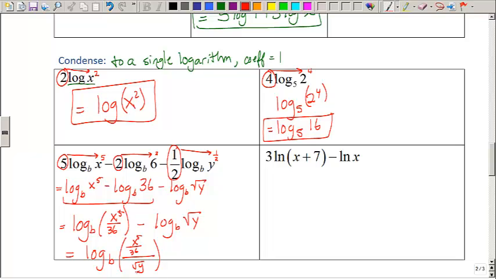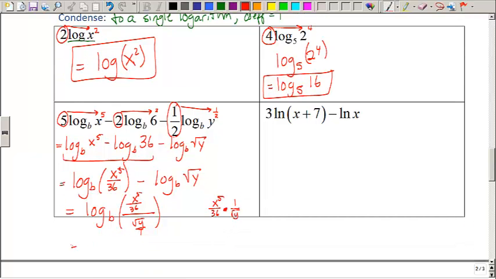That obviously can be simplified by flipping and multiplying by the reciprocal. So I have x to the 5th over 36 multiplied by 1 over the square root of y, which just means the square root of y ends up at the bottom. So my final answer is log base b of x to the 5th over 36 times the square root of y.